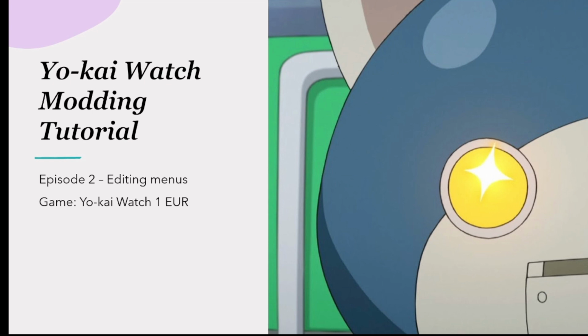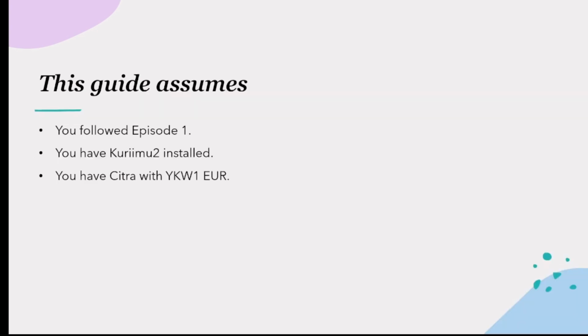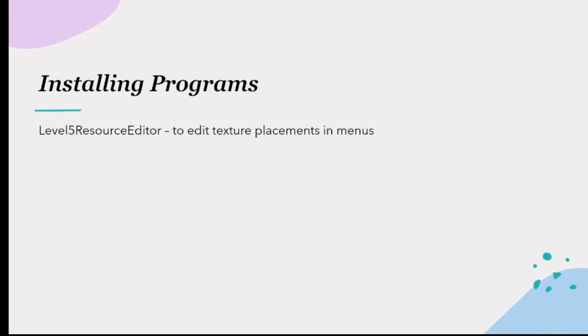So let's look at a few things about this episode. This guide assumes you followed episode 1 thoroughly, you know how to replace text, that you have Kuriimu 2 installed, and that you have Citra with Yokai Watch 1 Europe. We will be installing Level 5 Resource Editor in this tutorial so we can edit UVs. Everything else is already in Kuriimu.